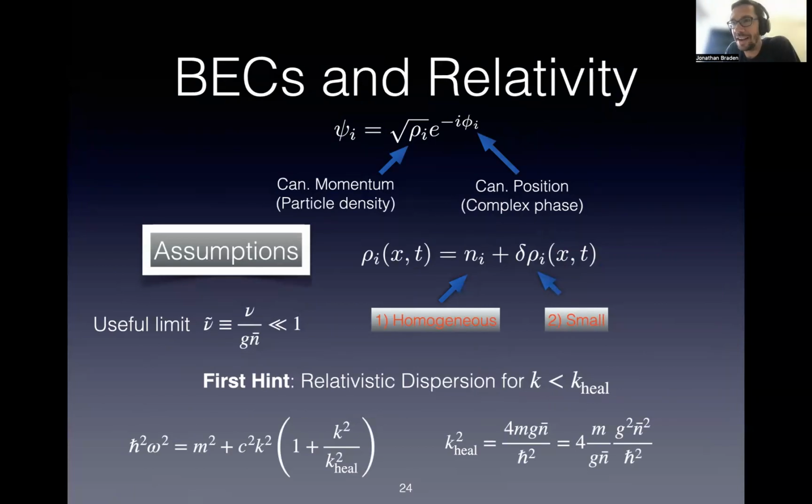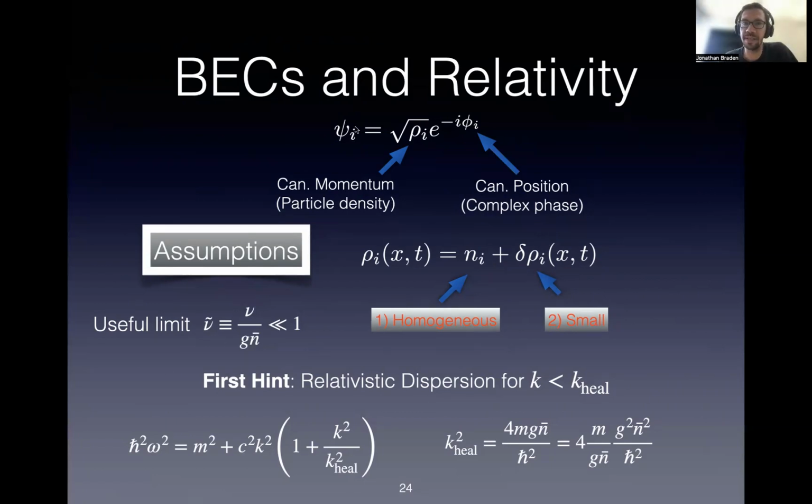Well, as a first hint, I already said, if I go to very long wavelengths, I get a dispersion relationship that will have this form. So if I just take fully linearized fluctuations of the BECs, and if I take k to be much less than the healing wave number, I get omega squared is m squared plus k squared, which is a relativistic dispersion relationship. So there's a hint there already that maybe we can do relativistic field theory with these things. So how do I do that in more detail?